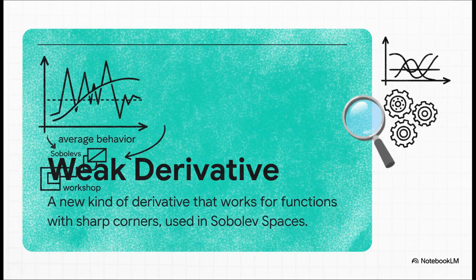This is where mathematicians got incredibly clever. They invented something called the weak derivative. Instead of trying to find the slope at one impossible point, it sort of zooms out and looks at the function's average behavior around that point. This new definition just sails right over those sharp corners. And this tool is the heart of something called a Sobolev space, a workshop custom built to handle the jagged, messy functions that actually describe reality.